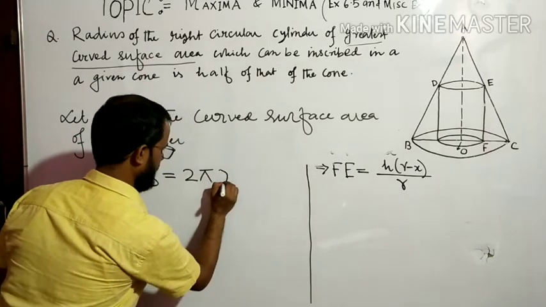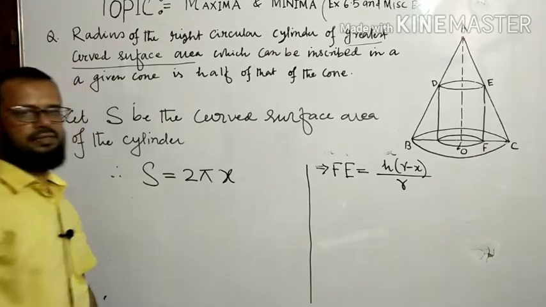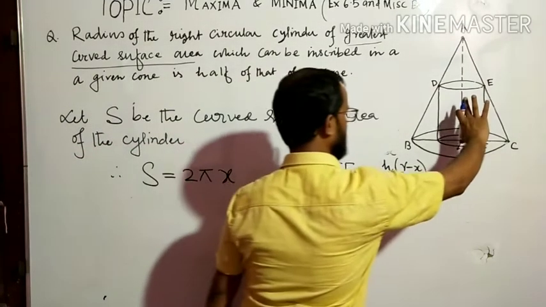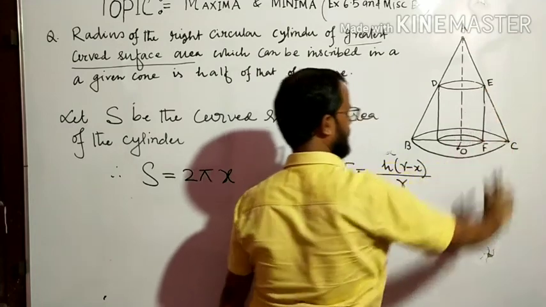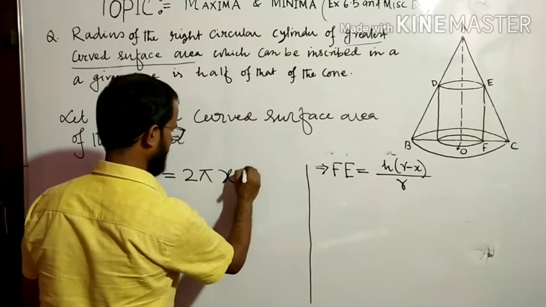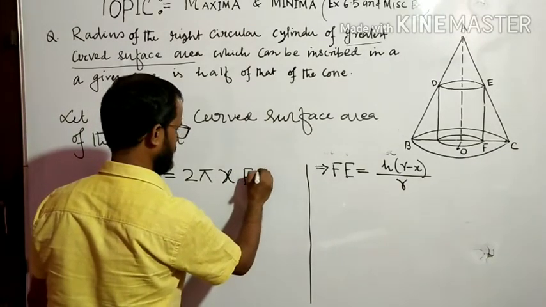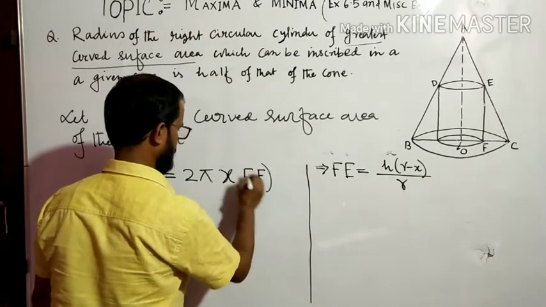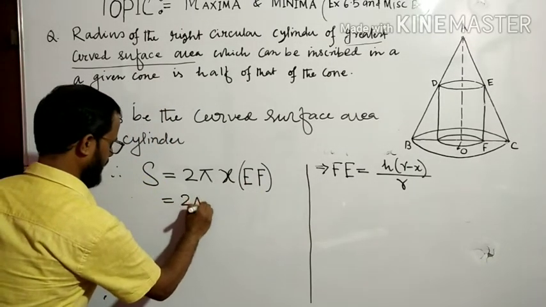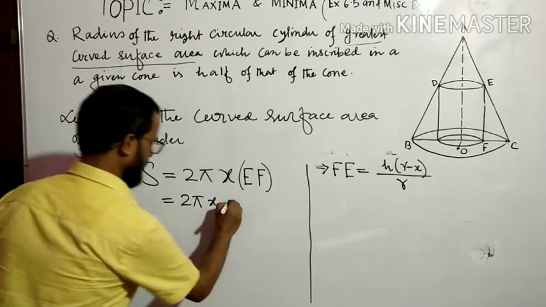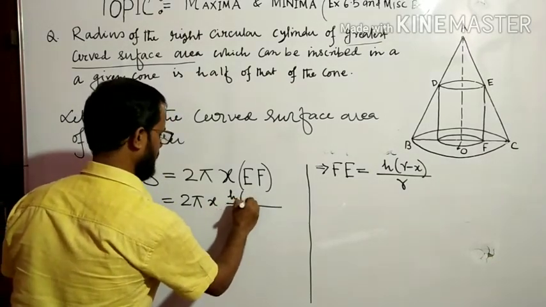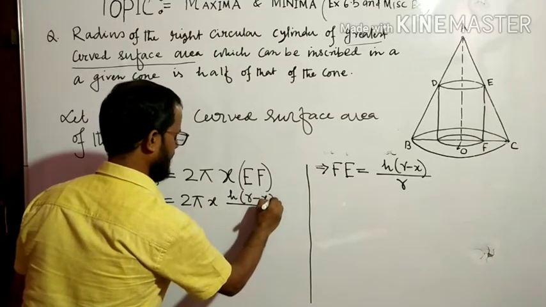In place of R, what will be there? X will be there. Radius in place, X will be there. Into H. H means the height of the cylinder. This is the height. Height means EF. You can write EF. Once you write EF, it will be better for you. And from here you can get 2 pi X. And what is EF? EF is equal to H into (R minus X) divided by R.